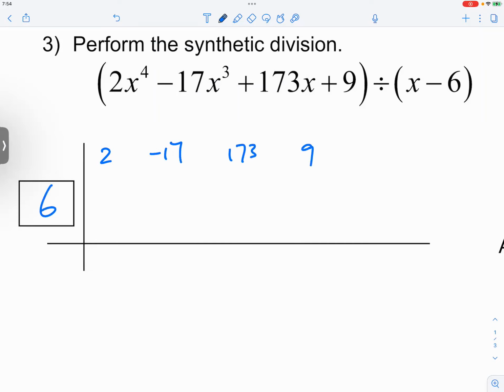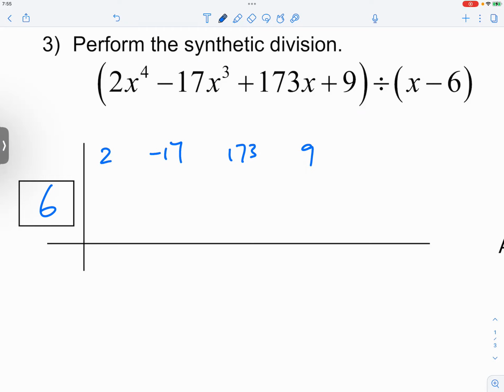All right. So I just put down the coefficients of the dividend, and then I put down the number 6 right there because 6 is the x value that would make the divisor 0. What is wrong? Yes. I forgot the x squared.